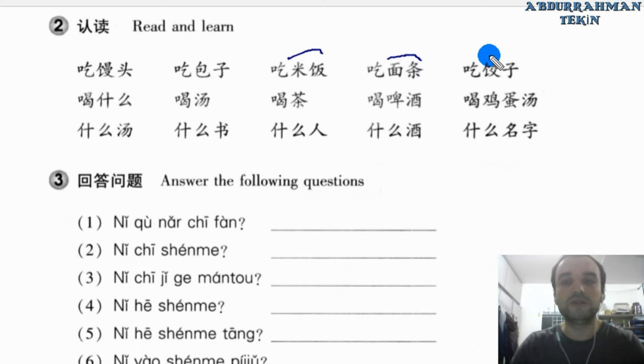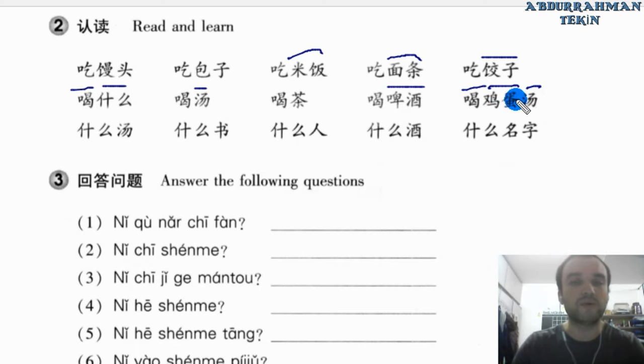Eat noodle. 吃饺子。饺子, I already showed the picture. Eat 饺子. 喝什么? 喝, drink. 什么? What? What do you drink? Drink what? 喝汤. 汤 means soup. Drink soup. 喝茶. 茶 means tea. Drink tea. 喝啤酒. 啤酒 means beer. 喝啤酒, drink beer. 喝鸡蛋汤, drink egg soup.